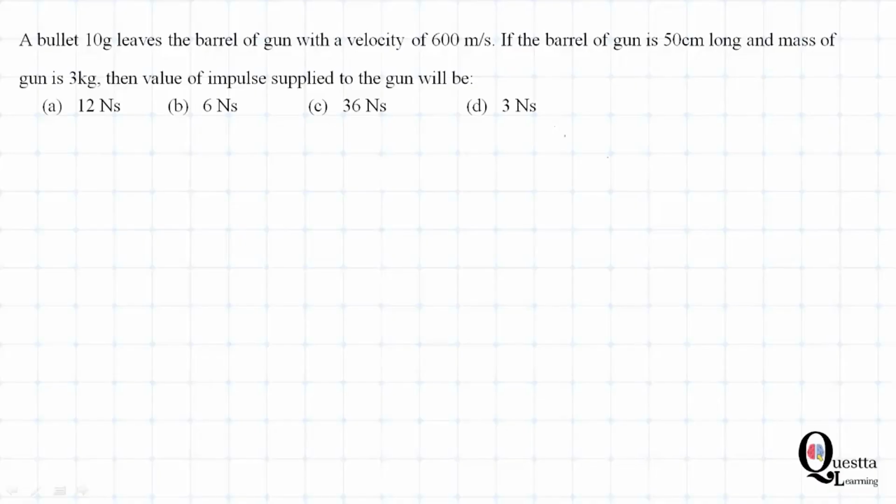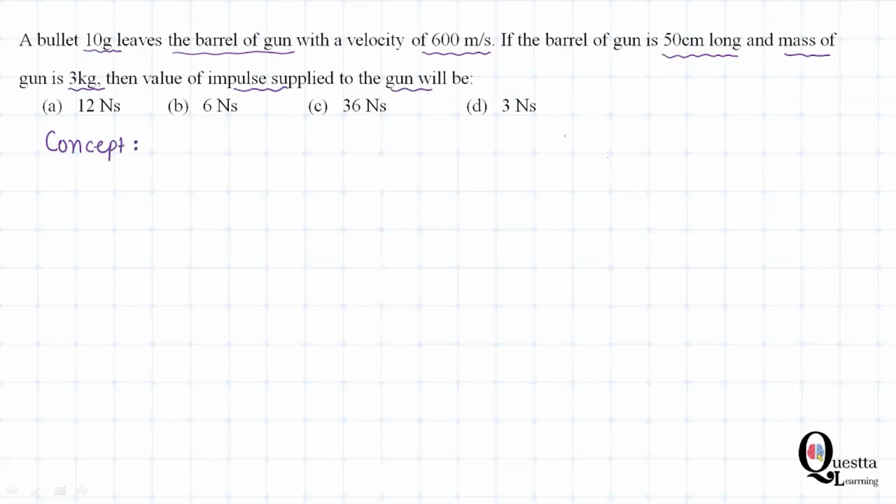Hello students, in this question we have been given that a bullet of 10 gram leaves the barrel of the gun with a velocity of 600 meter per second, and if the barrel of the gun is 50 centimeter long and mass of the gun is 3 kg, then value of impulse supplied to the gun will be, and the options are given here.